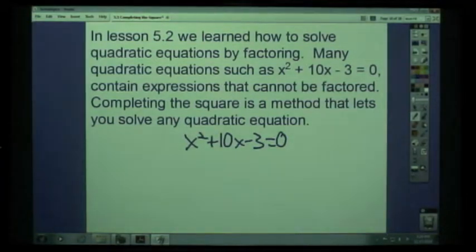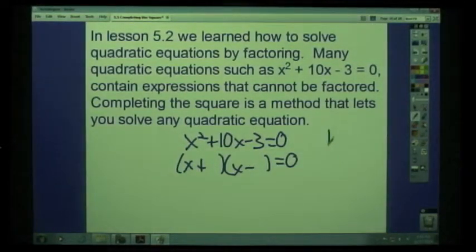In the first part of the chapter, back in section 5.2, we learned how to solve this by factoring. So what we tried to do is split this up into the factors. We said x and x gives me x squared. It's a negative 3, so I'm going to have plus and minus. The factors of 3 are going to be 1 and 3, but neither one of those is going to work to give me 10 in the middle. And so that becomes the issue. Sometimes you can't solve something by factoring.